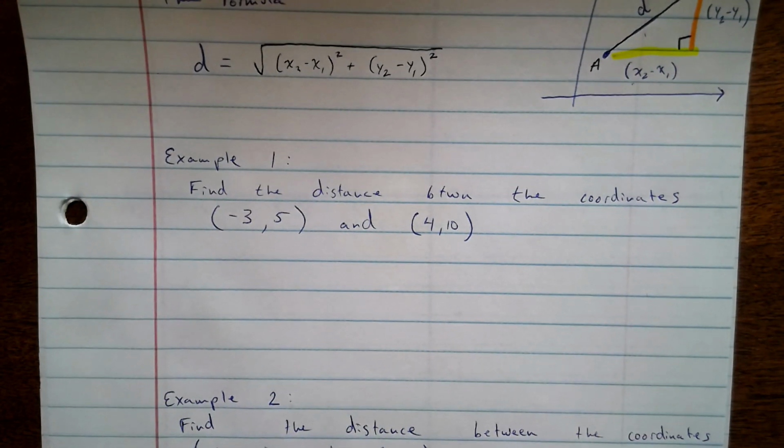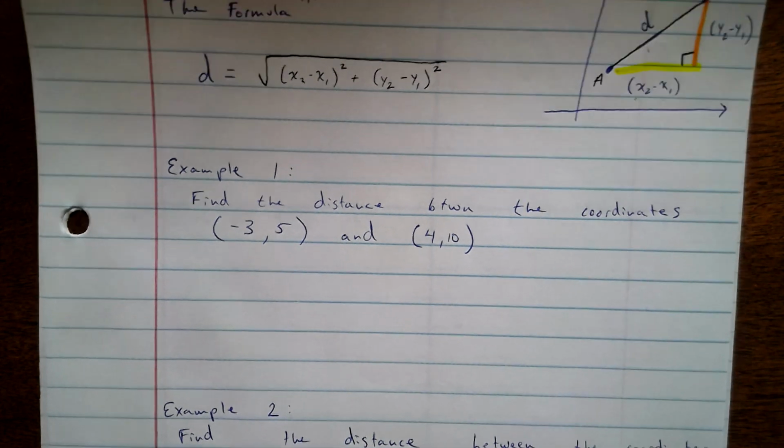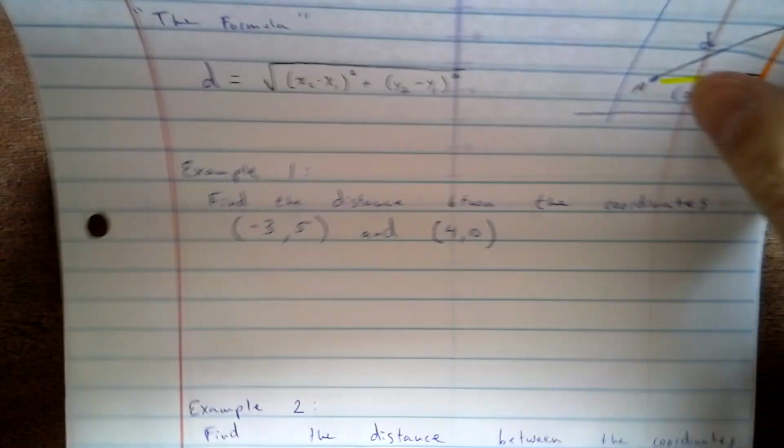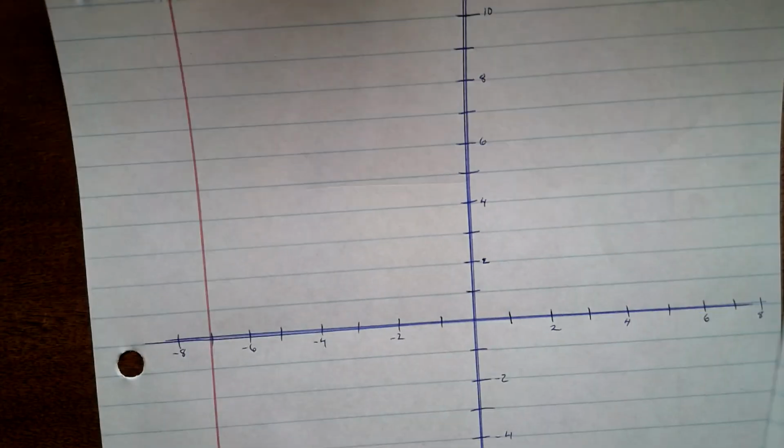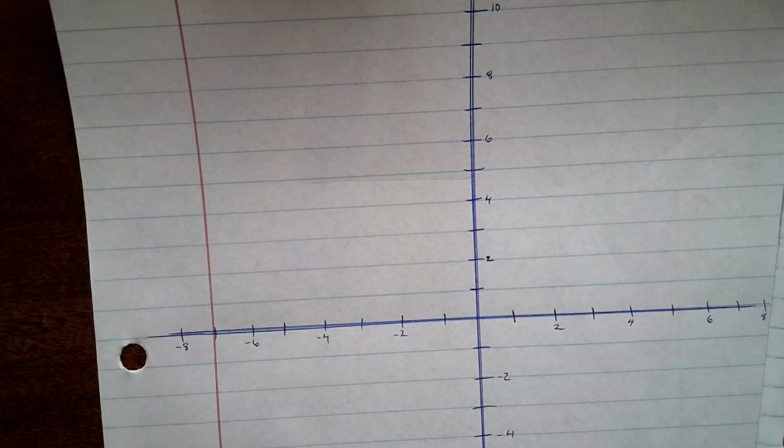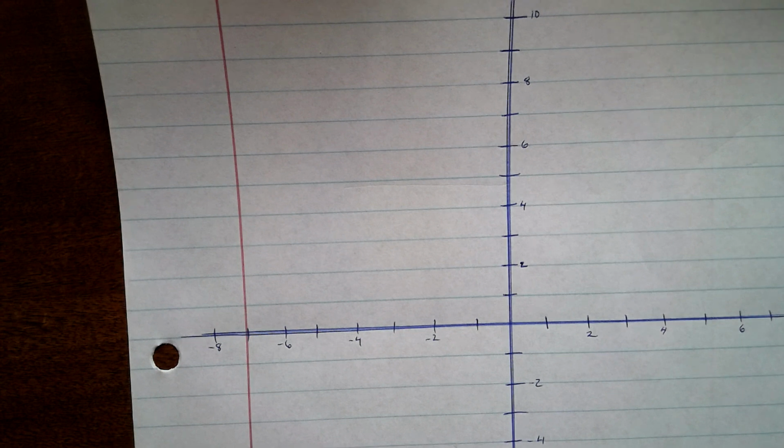First thing, find the distance between the coordinates (-3, 5) and (4, 10). You should add this to your notebooks. This is example problem 1. Now I'm going to show you on a graph what this might look like so that you can get a firm understanding of what the question is asking.